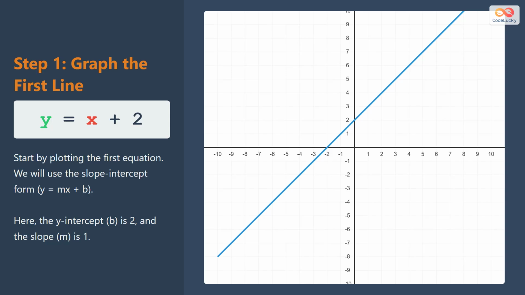Let's start with our first step. Take the first equation, which is y equals x plus 2. We graph this line on a coordinate plane. The y-intercept is at 2 and the slope is 1.